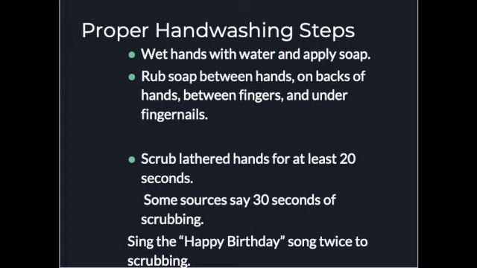The correct way to wash hands is to wet your hands with water and apply soap. Children like colorful foamy soap. Antibacterial products are not any more effective than other types of soap and may give rise to antibiotic-resistant bacteria, so maybe don't use antibacterial soap. Rub the soap between hands, on back of hands, between fingers, and under fingernails. Scrub your lathered hands for at least 20 seconds. Some sources say 30 seconds of scrubbing is needed. You can sing the happy birthday song twice while scrubbing, and then that becomes the right amount of time. Rinse your hands thoroughly and dry your hands with a clean towel or air dry.